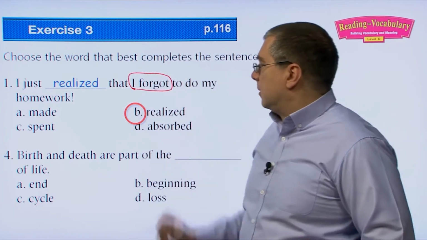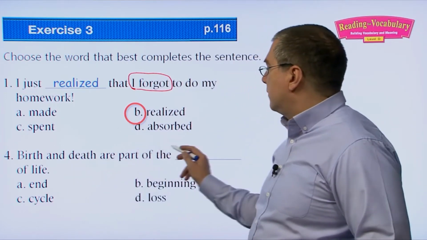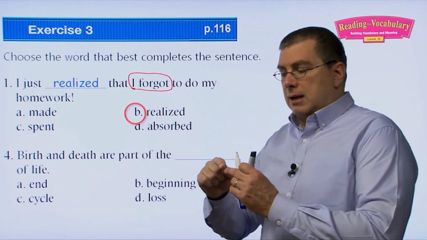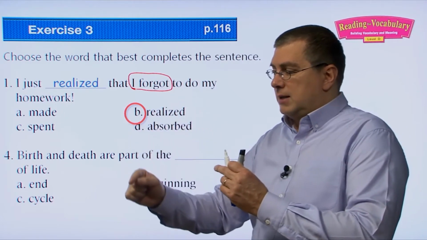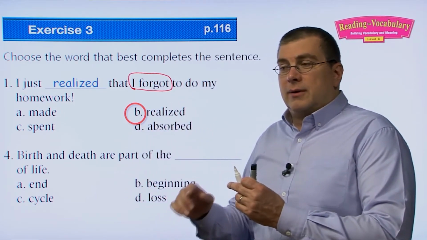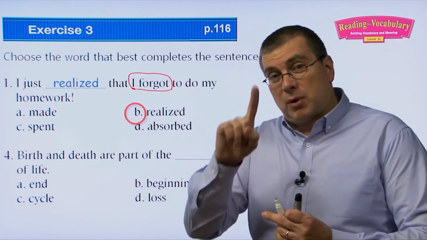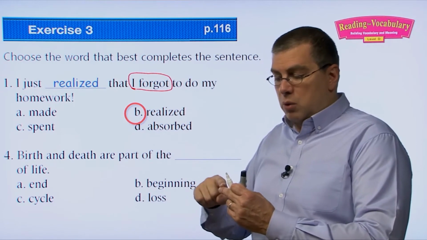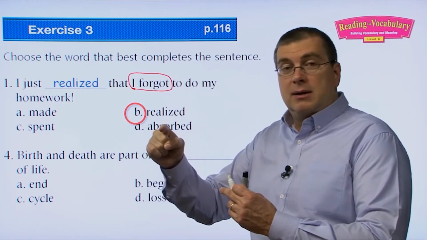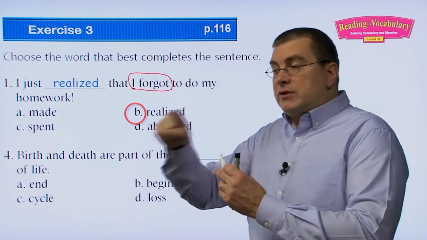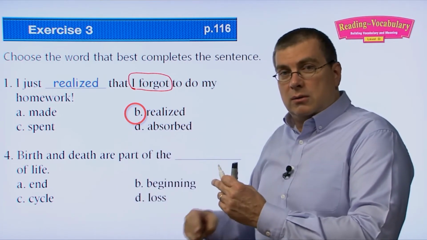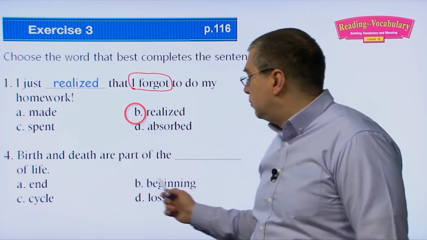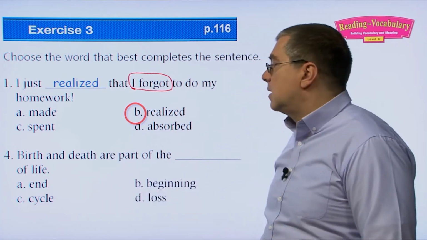Okay, number 4. Birth and death are part of the blank of life. Think about that. Birth is at the beginning, right? A person lives their life, right? And then they die. Now, of course, for an individual person, it's not a continual process. But if that person is born, they grow up, they have a baby, right? That person is born and they grow up. So it's like it goes around in a circle, right? So what do we call that? Birth and death are part of the what of life? A, end, B, beginning, C, cycle, D, loss.